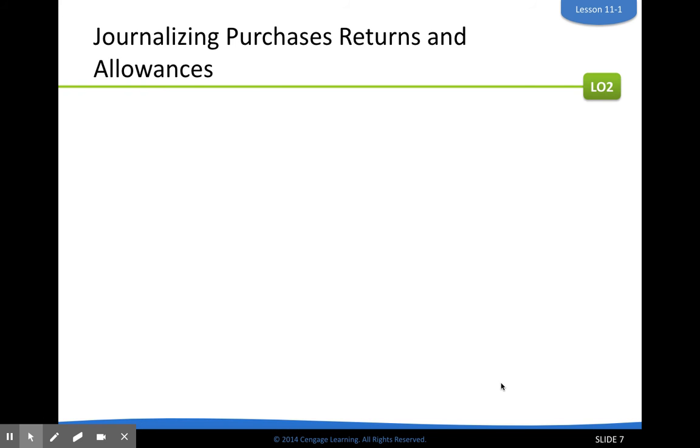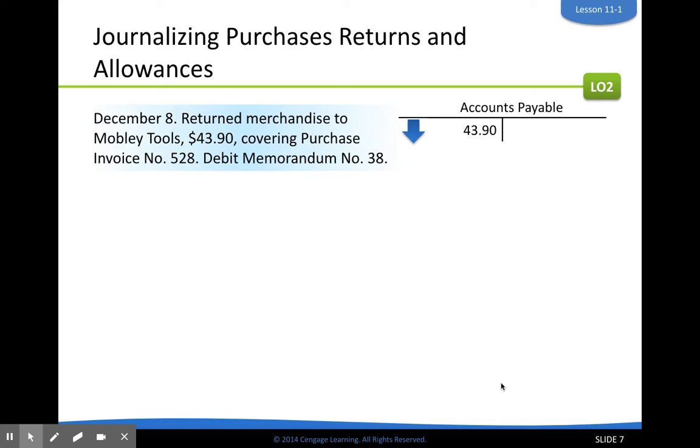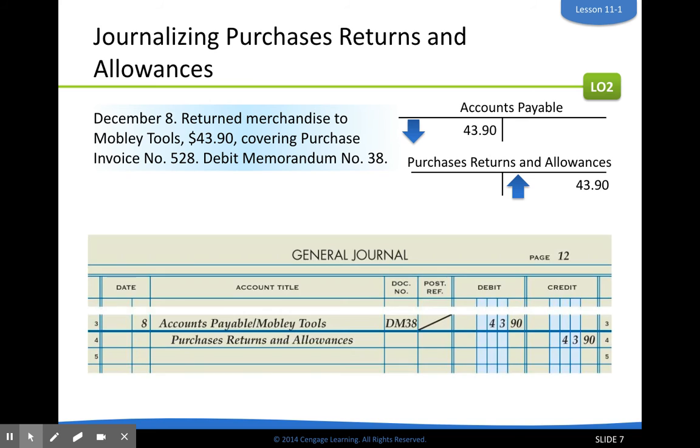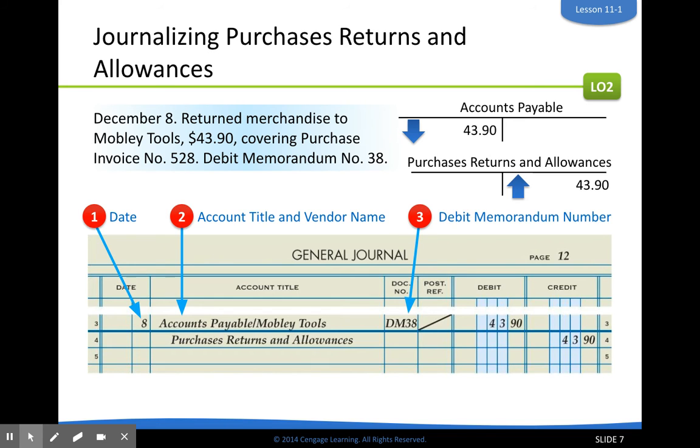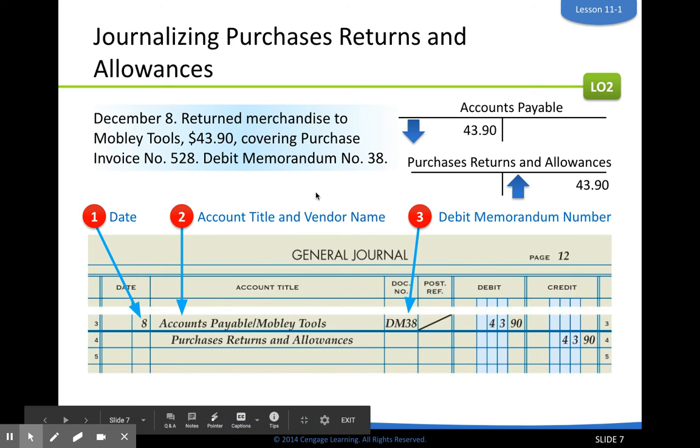So that journal entry would look like this. Accounts payable is going to decrease with the debit, $43.90 to accounts payable. And then we're going to credit purchases, returns, and allowances. So the transaction would look like this. Our date, accounts payable / Mobley Tools. It's a debit memorandum, so DM38. And then you see debit memorandum.